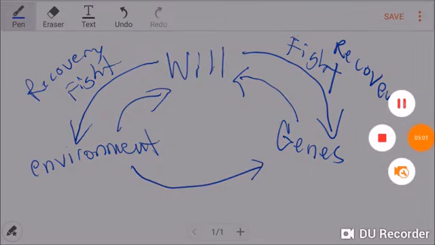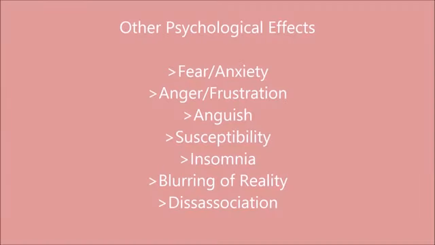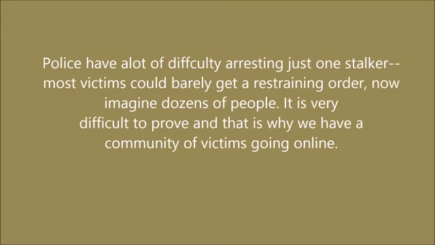There are also other psychological side effects, such as fear, anxiety, anger, frustration, anguish, susceptibility, insomnia, blurring of reality, and dissociation. Harassment is obvious to the victim, but not to others because of sensitization and isolation. The only way others could see what is going on is if they were with the victim 24/7, and that is usually very difficult. The police have a lot of difficulty arresting just one stalker. Most victims could barely get a restraining order. Now imagine dozens of people. It is very difficult to prove, and that is why we have a community of victims going online.